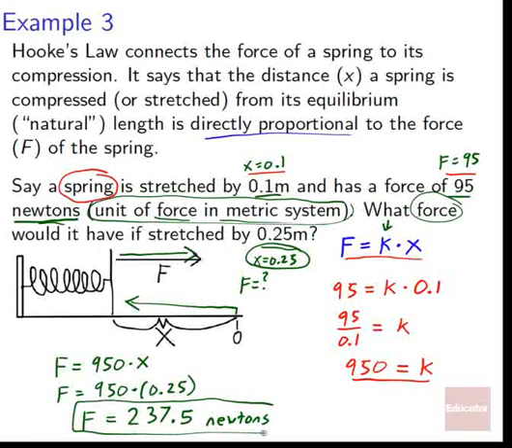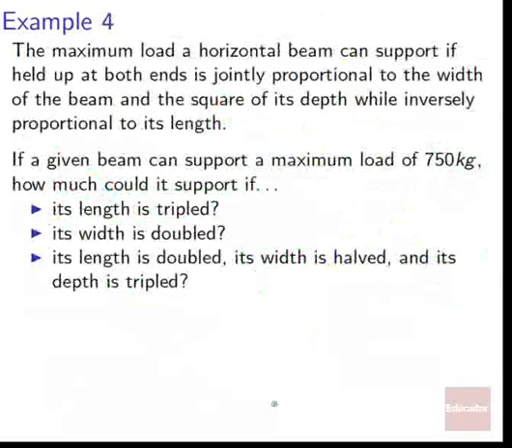Great. All right. Last example. The maximum load a horizontal beam can support if held up at both ends is jointly proportional to the width of the beam and the square of its depth, while inversely proportional to its length. Oi, let's see if we can figure out what that means before we try to do this.